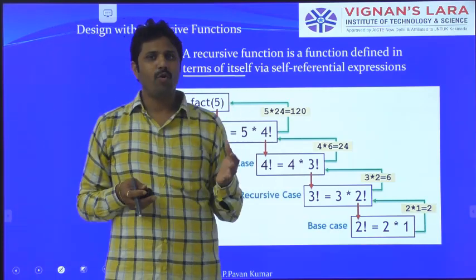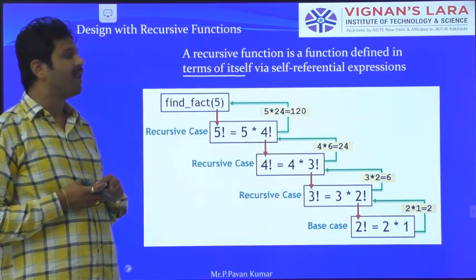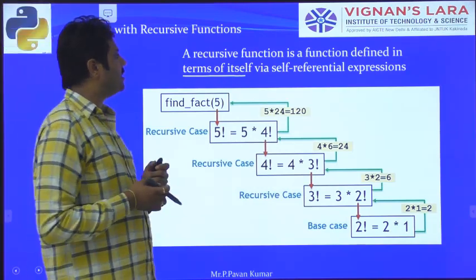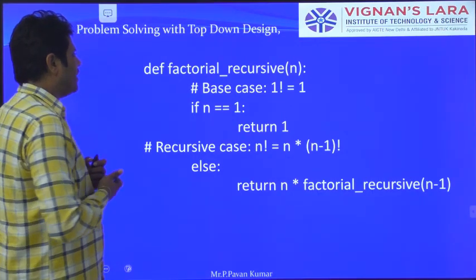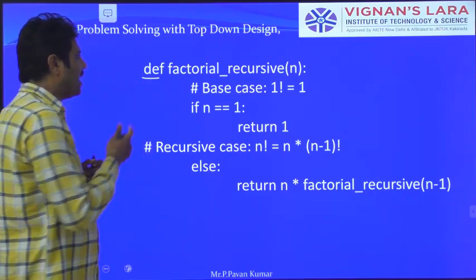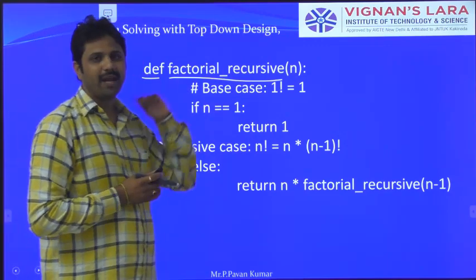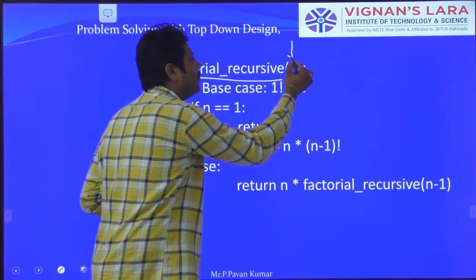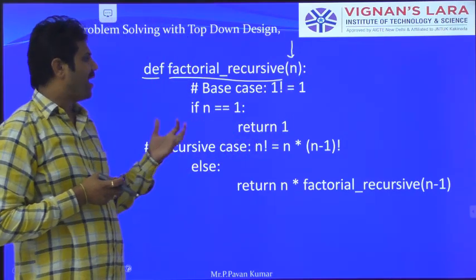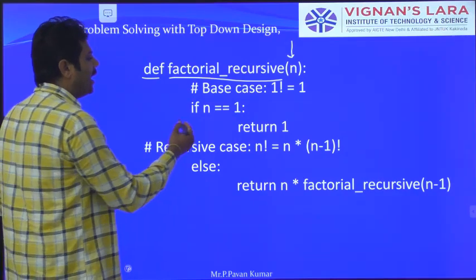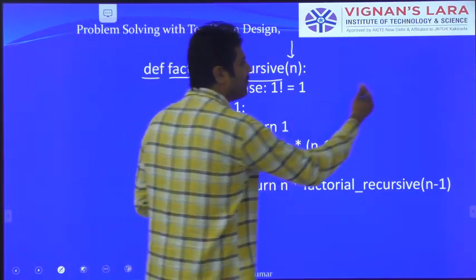So we all know, a well-known example is the factorial. Factorial is a well-known example of a recursive function. So let us see a factorial program. First, I define a function. The function name is factorial recursive. I pass an argument, that means the number for which you want the factorial. So here, if n equals 1, return 1. That means what is the factorial of 1?